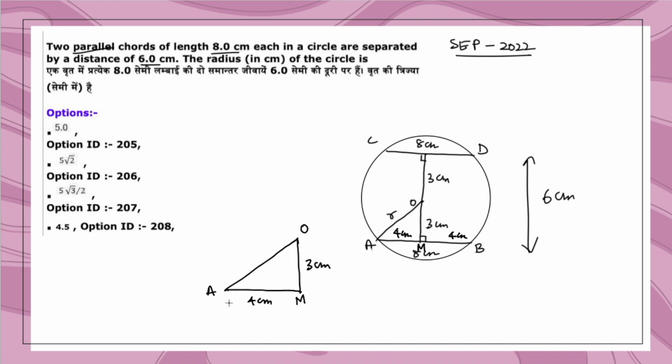Simply we have to apply Pythagoras theorem, because this is 90 degree, this is a right angle triangle. So you know that the square of the hypotenuse should be equal to the sum of squares of the other two sides, right?